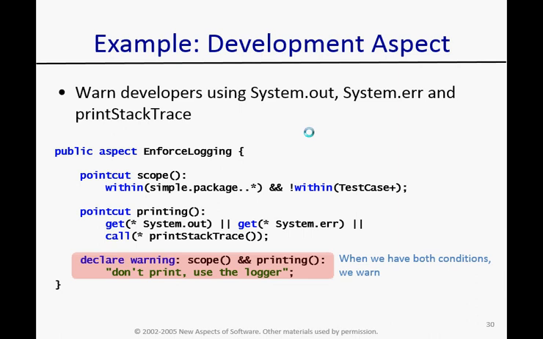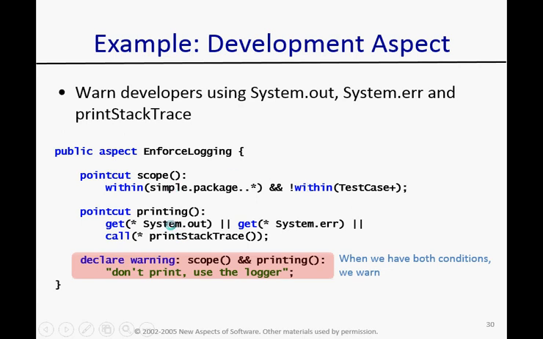Now I want to talk about one or two final uses of aspects here. One of the interesting uses, as you might imagine, for a large code base is to enforce policies and conventions across a team. So here, for example, we might have a scope that says we're considering things within a certain package, but not within something related to test cases. Note the pattern matching here and here. We're not within some test case, but we are within this package. That's associated with the scope.